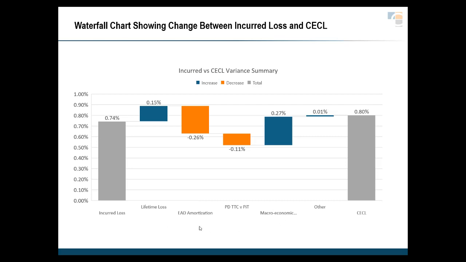These include things like moving from a default horizon to a lifetime loss with amortization considered, changes in the potential bases of our probabilities of default, moving from through-the-cycle to point-in-time potentially, the effects of macroeconomic conditions that factor in that forward-looking view we need to consider, and then of course there might be other unexplainable things, collateral effects from the rest of all of these.